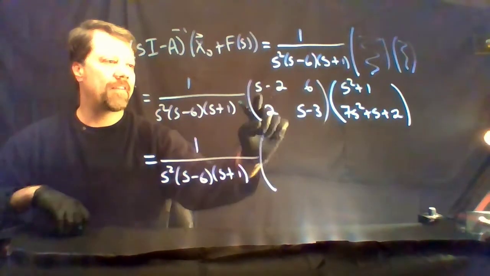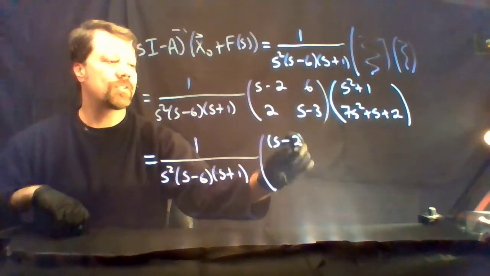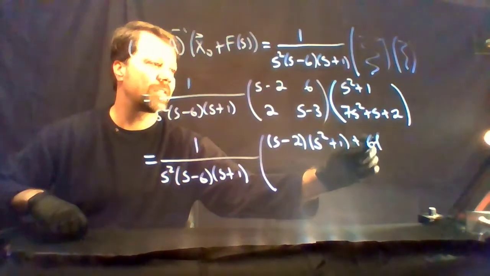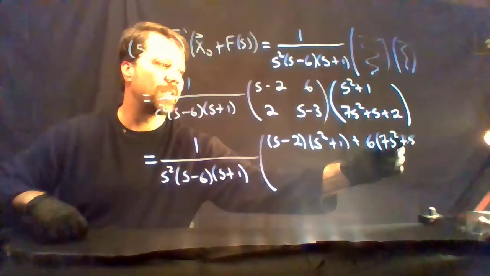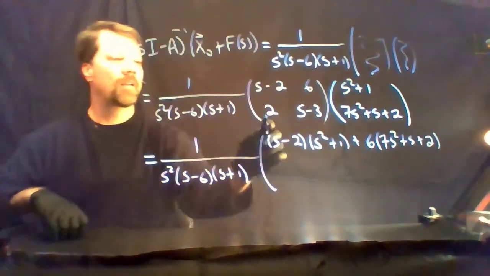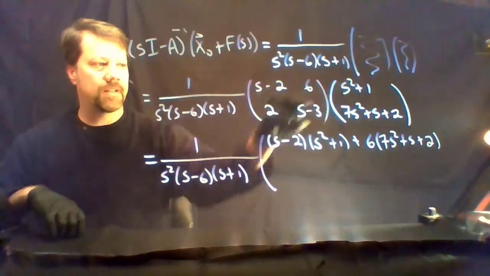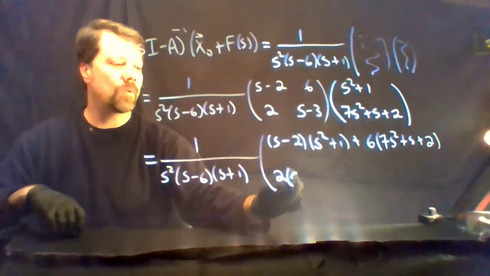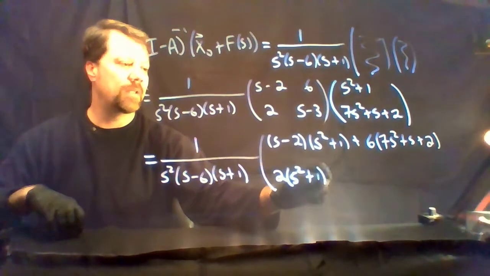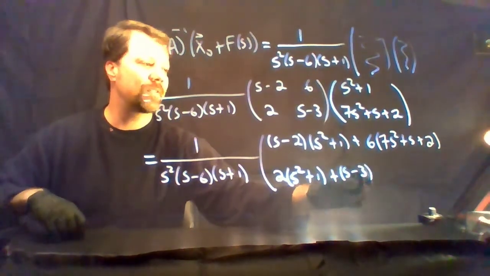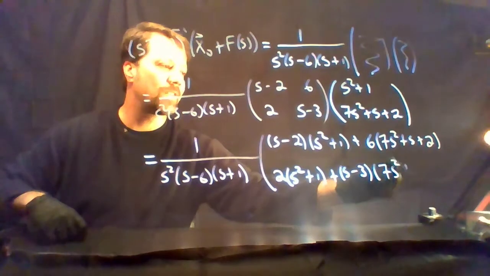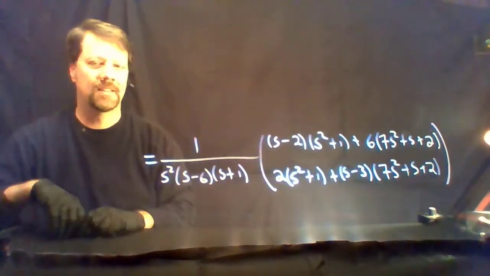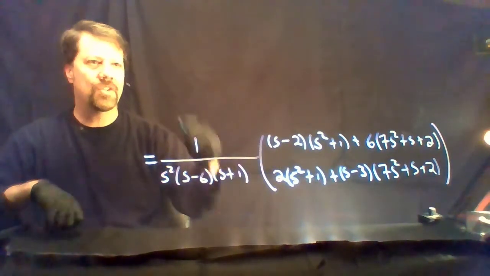You can see that we'll have s minus 2 times s squared plus 1 plus 6 times 7s squared plus s plus 2. Multiplying these onto here. Next, we multiply these two. That's 2 times the quantity s squared plus 1 plus the quantity s minus 3 times 7s squared plus s plus 2. We'll simplify this just a bit more.